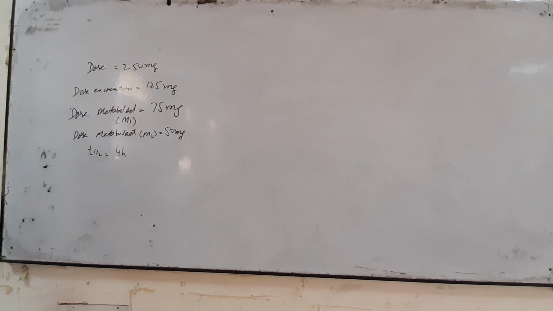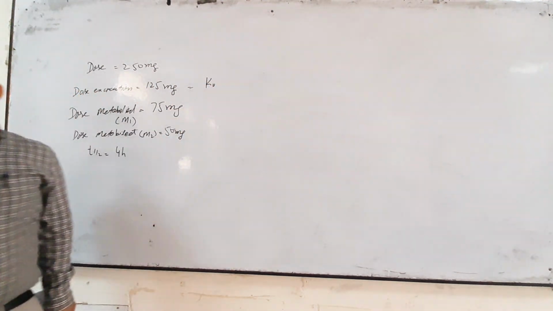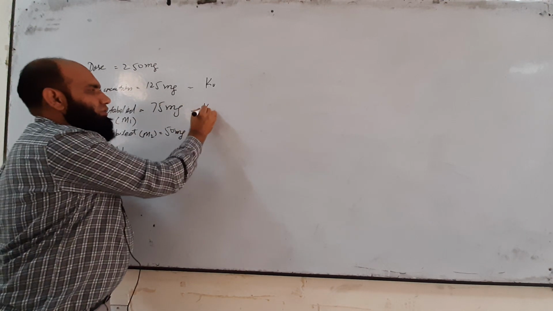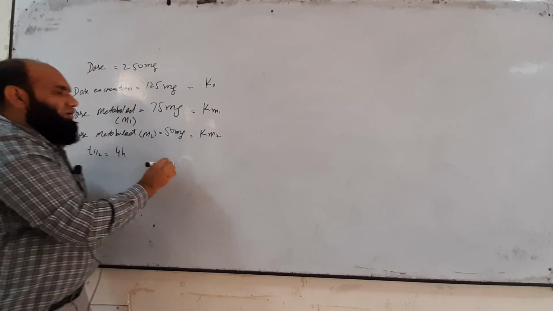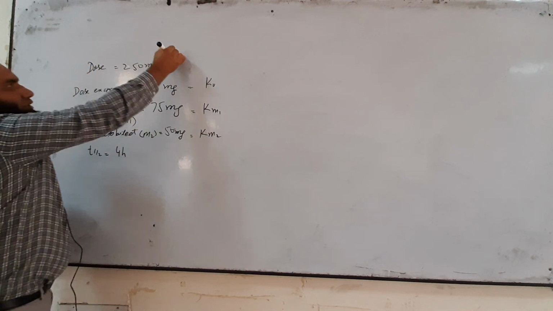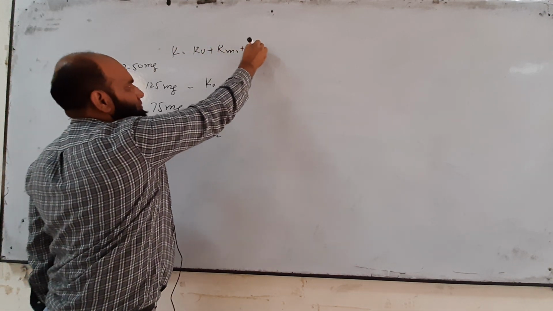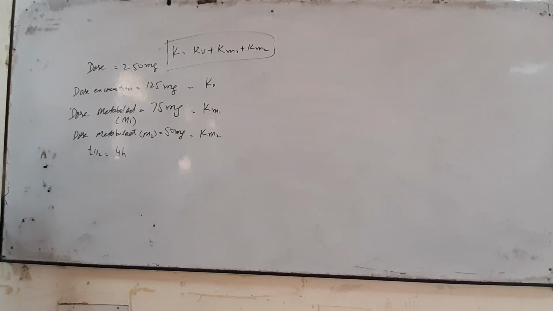First of all, we will get the concept of Ku, the elimination rate constant. Here is Km1 and then Km2. And the whole rate constant is K is equal to Ku plus Km1 plus Km2. Are you getting my point? There are different rates of the drug movement.